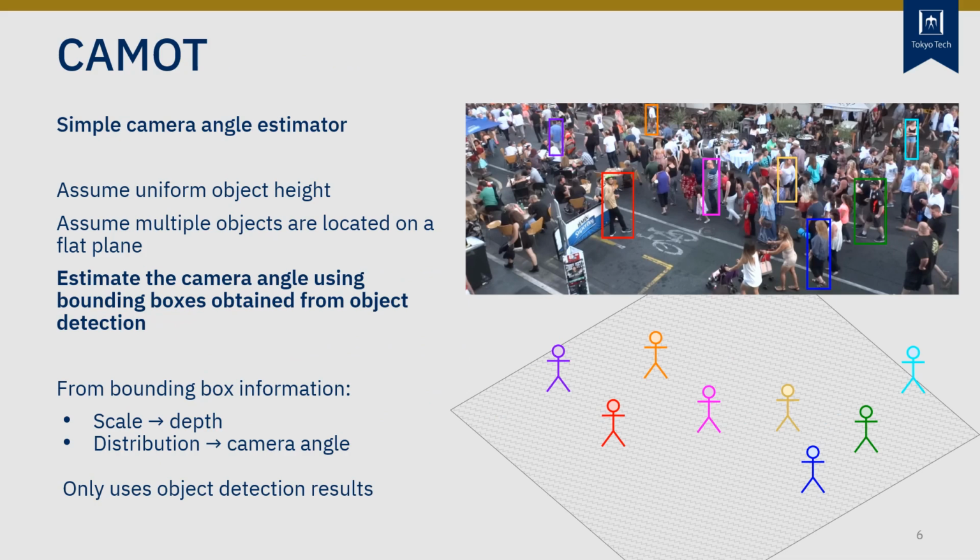Therefore, we propose CAMOT, a simple camera angle estimator for MOT. Assuming multiple objects with uniform height are located on a flat plane, we can estimate the camera angle using bounding boxes obtained from object detection. The scale of each individual bounding box informs us of the object depth, while the bounding box distribution on the image informs us of the camera angle. Our method is simple, as it only uses object detection results.